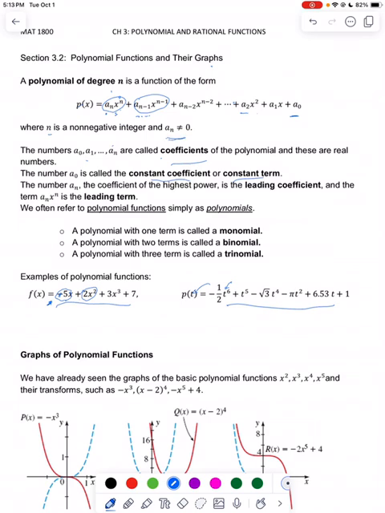So in order for this expression to be a polynomial of degree n, we must have the condition that a sub n is not equal to 0. The nth coefficient should not be 0, because if that is 0, then this term will be gone. And if this term is gone, then this is no more a polynomial of degree n, it is a polynomial of degree 1 less than n, given that a sub n minus 1 is not 0, and so on. So that's what polynomials are.